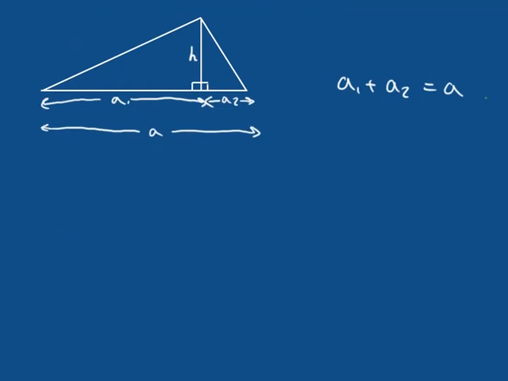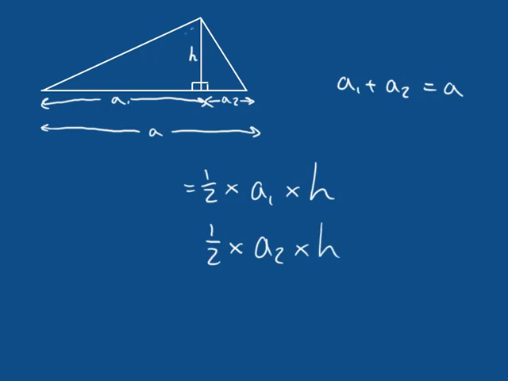However, we can still work out the area of each right-angled triangle. The area of this right-angled triangle over here on the left-hand side is going to be equal to a half times our base, which is a1, times our height. The area of this right-angled triangle over here on the right-hand side is going to be equal to 1/2 times the base, in this case a2, and again times the height.